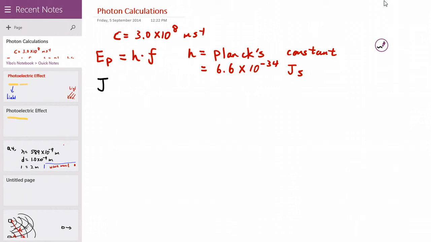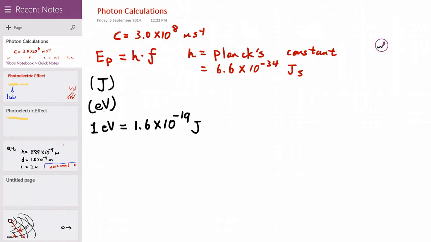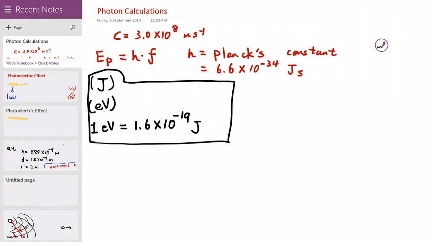Normally we use joules as a unit of energy. However, in this chapter, sometimes you're going to use a unit called electron volts as the energy of something. Just remember, electron volts is not a voltage, it's a unit of energy. So 1 electron volt is equal to 1.6 times 10 power of minus 19 joules. Just make sure you'll be able to calculate that.